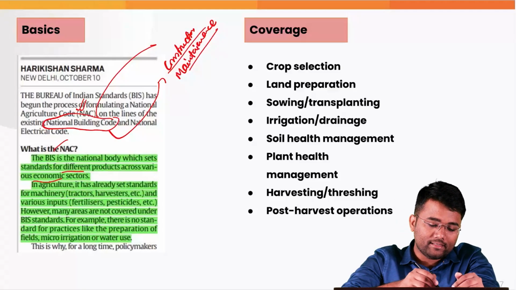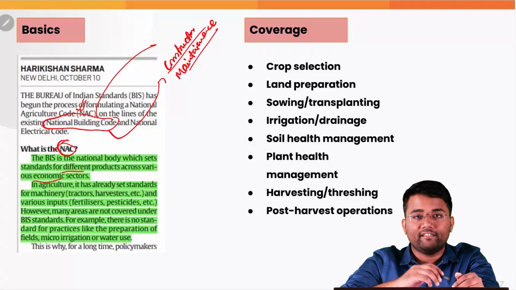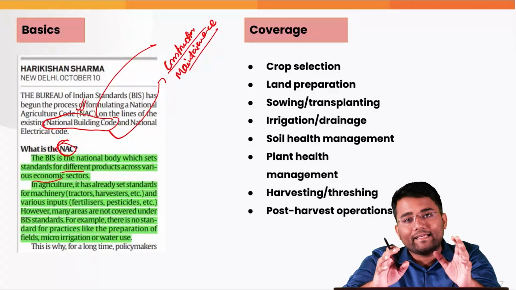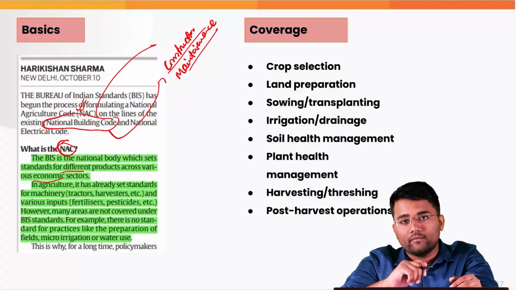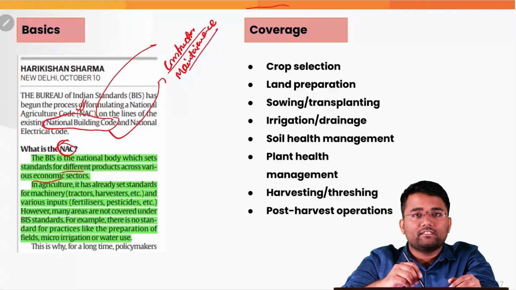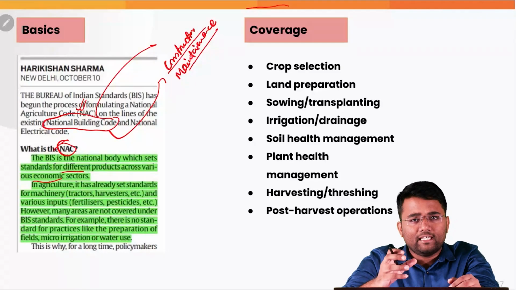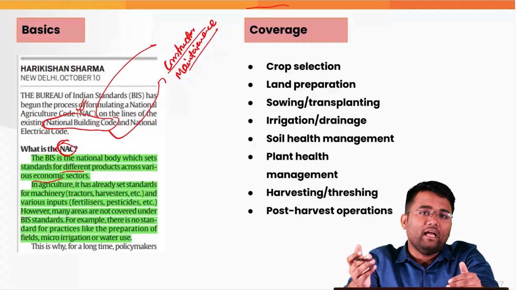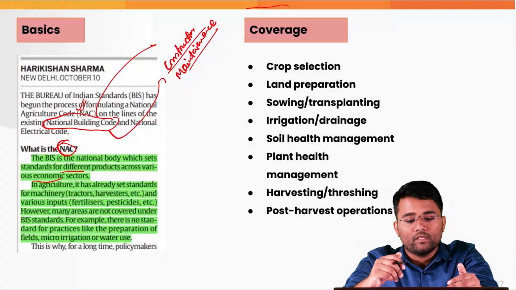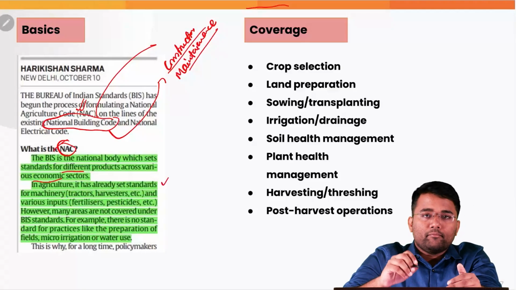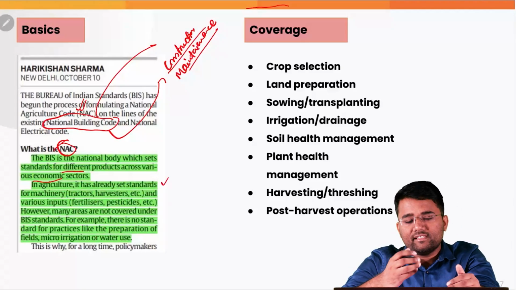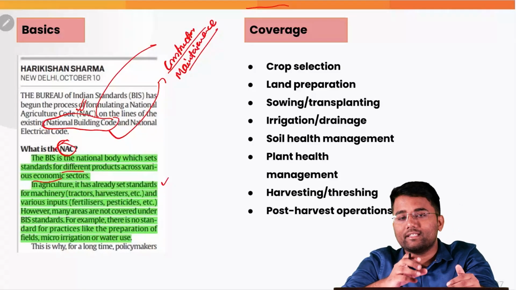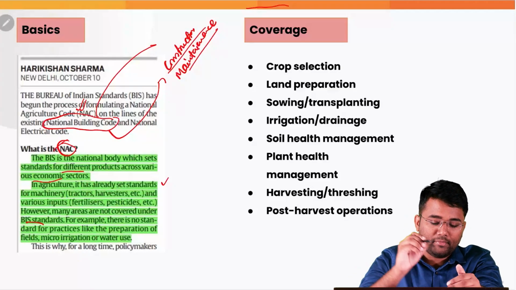On a similar line, a National Agriculture Code is envisaged to be developed, which will provide comprehensive coverage of all the agricultural practices that are being followed, whether it is for the backward linkages, that is inputs, irrigation, tillage, or for the forward linkages, that is harvesting, threshing, as well as storage of the crops. In agriculture, BIS has already set standards for machineries like tractors, harvesters and various inputs like fertilizers, pesticides, etc. However, there are many areas that are not covered under the BIS standards.